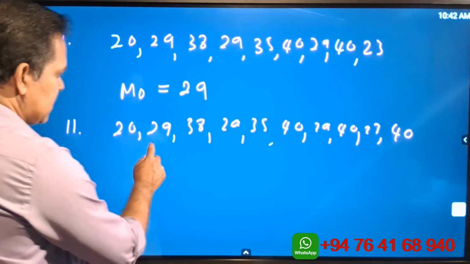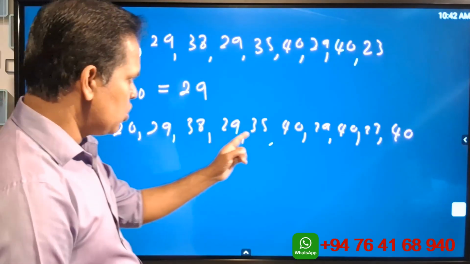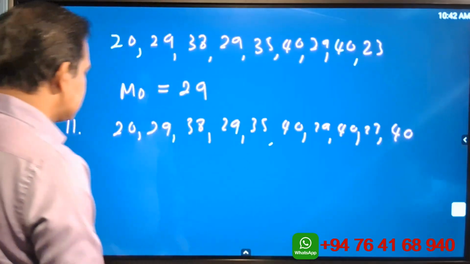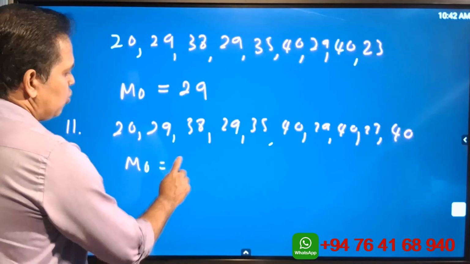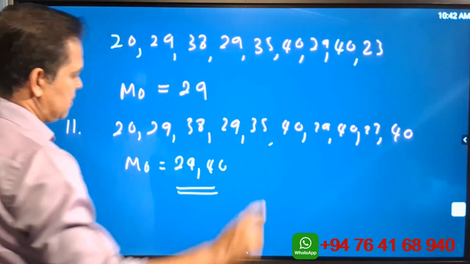Now here we can see 29, 29, 29, also 3 times. After that, another value is also there: 40, 40, 40, also 3 times. So what is the mode? 29 and 40, both are modes.